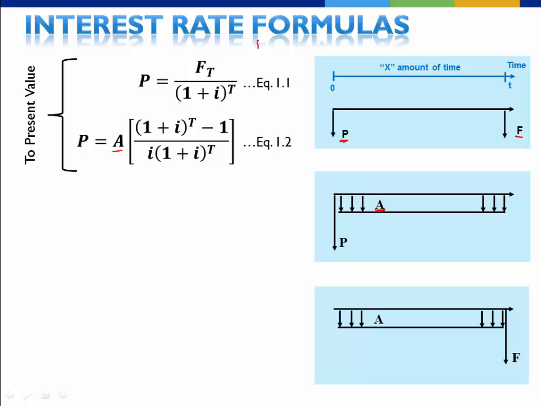So P, as I was mentioning, is the present value. F is the future value. And then A is the annualized value. Now, I accounts for the discount rate. So I is the discount rate, and T is the time in years.